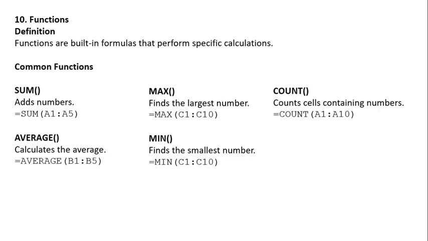And the AVERAGE function calculates the average, like equal AVERAGE of B1 colon B5. And MIN finds the smallest number, like equal MIN of C1 colon C10.